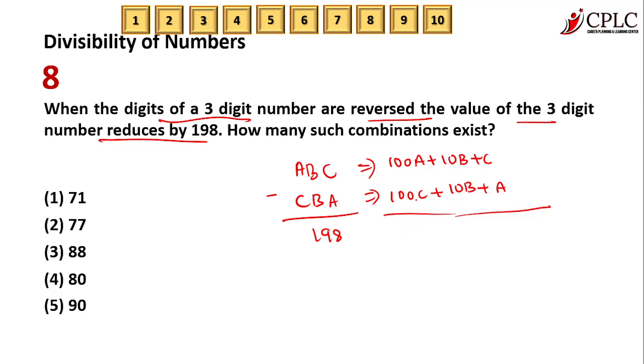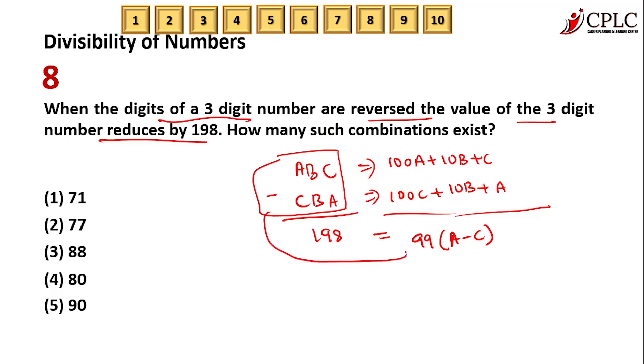We have to subtract them. If we subtract them, 10B gets cancelled, plus and minus. Then 100A minus A becomes 99A, and C minus 100C is minus 99C, so 99 times (A minus C). So remember this again directly: if you take a three-digit number, reverse it and subtract, the conclusion is straight away 99 times (A minus C), which can be further broken down as 11 into 9 also.